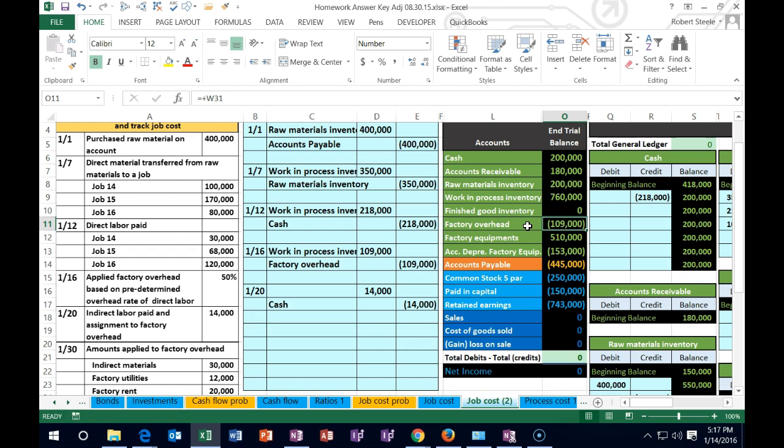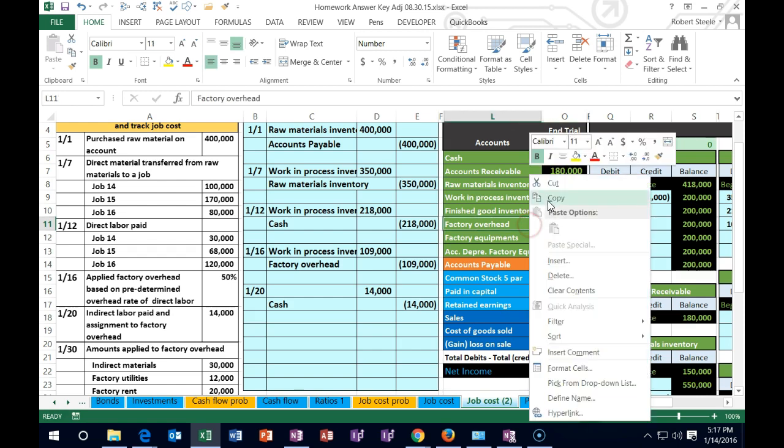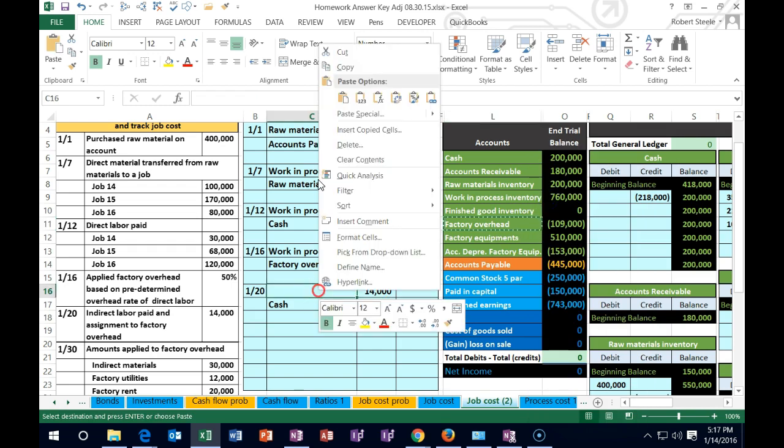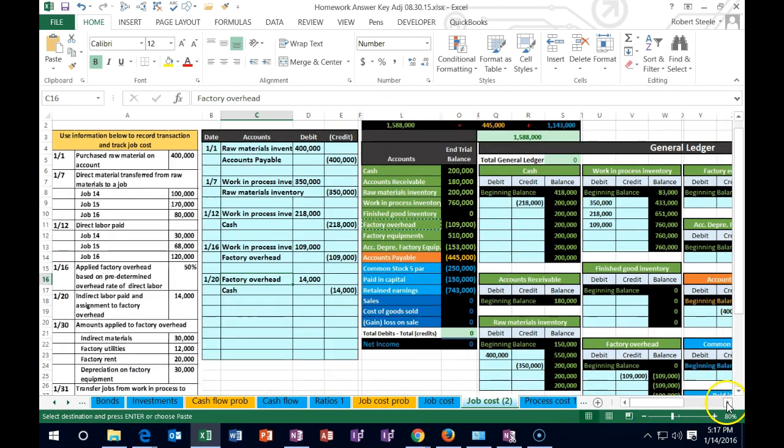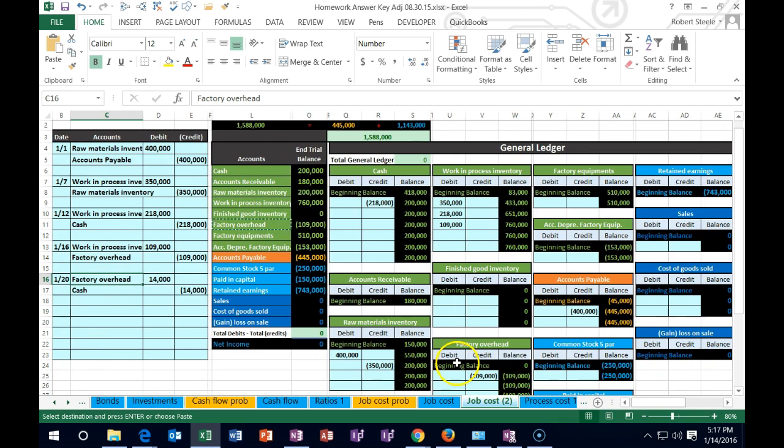So we're going to debit factory overhead, which has already basically been applied out. So we're going to copy the factory overhead. We're going to put it in C16, right click, and paste 1, 2, 3. All right, so we're going to make this a bit smaller. I'm going to scroll down to 80. I'm going to scroll over here a bit so we can see more of our general ledger.